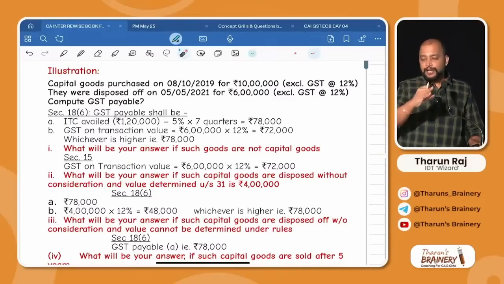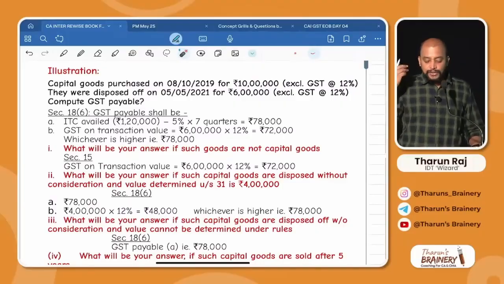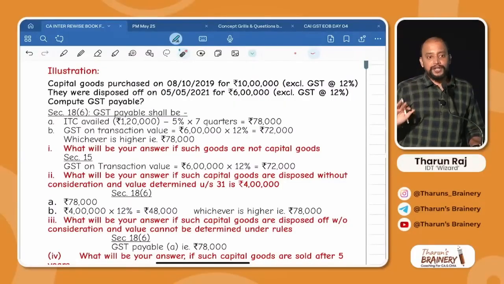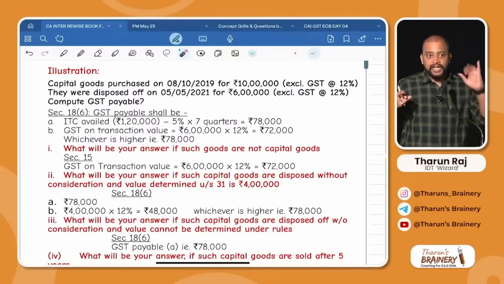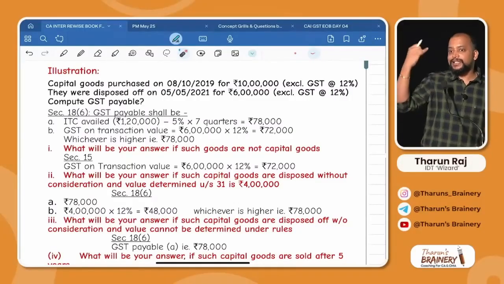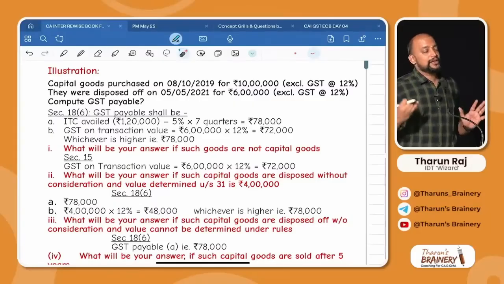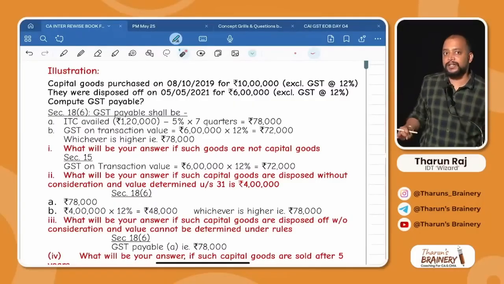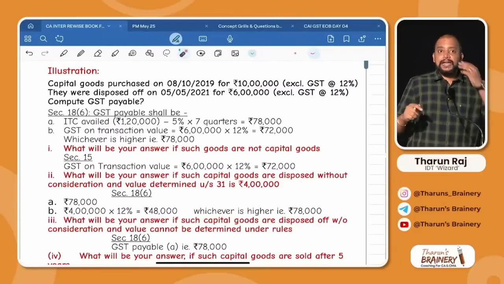From the date of purchase to the date of sale, we are trying to understand how many quarters. Even one day in that quarter, you count it as a full quarter. So October, November, December is one quarter. Again in 2020, 4 quarters, so total 5. In 2021, January, February, March, then April, May, June. So May is also there, due to that reason April, May, June. So total 7 quarters. 7 into 5, how much? 35%.